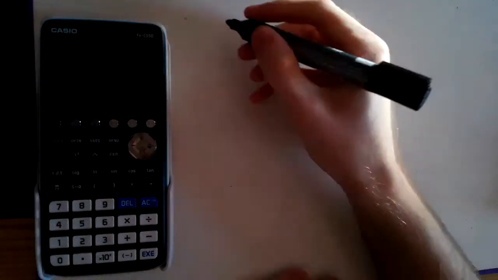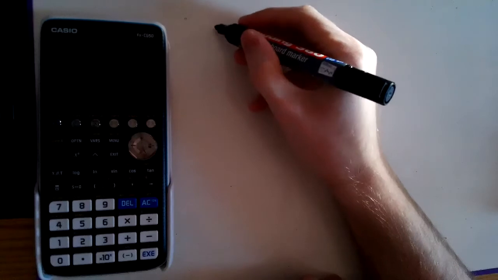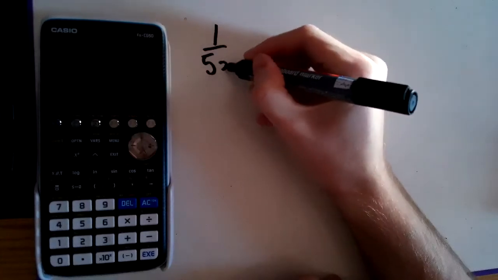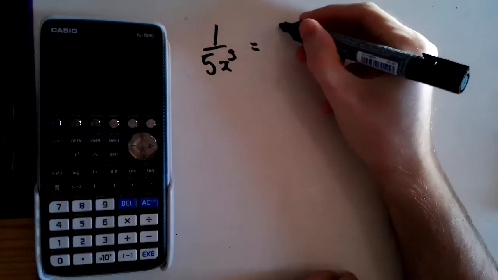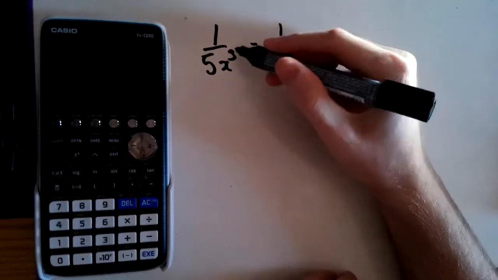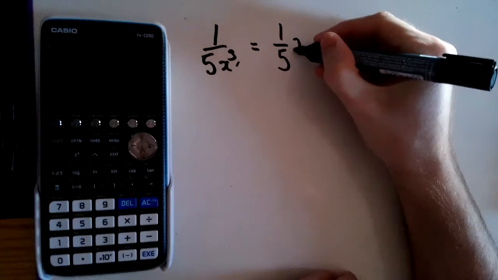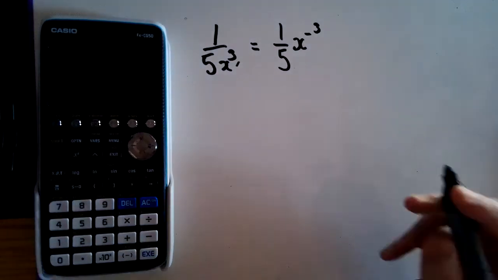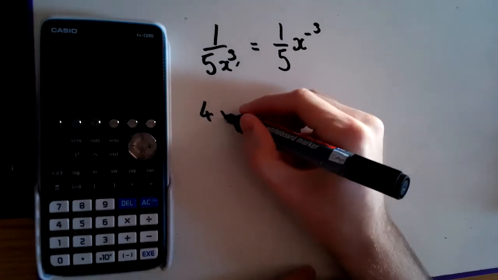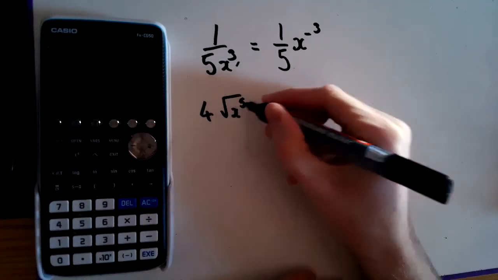Okay, so first one, we have 1 over 5 x cubed. So the number 1 over 5 specifies the x on the bottom, so it becomes a negative power, so x to the minus 3. Second one, 4 root x to the 5.